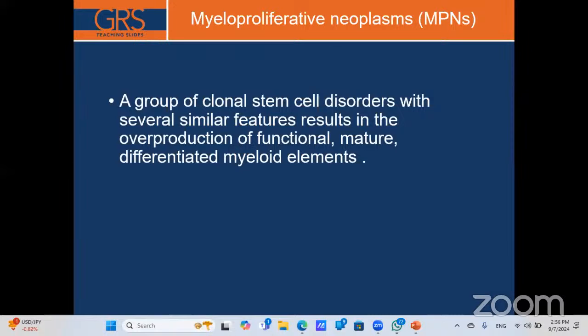The second group of disorders is myeloproliferative neoplasms, which are a group of clonal stem cell disorders with similar features that result in overproduction of functional and mature differentiated myeloid elements.